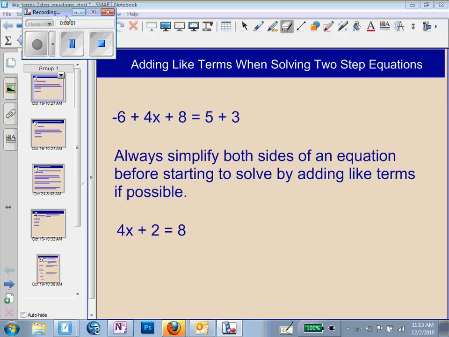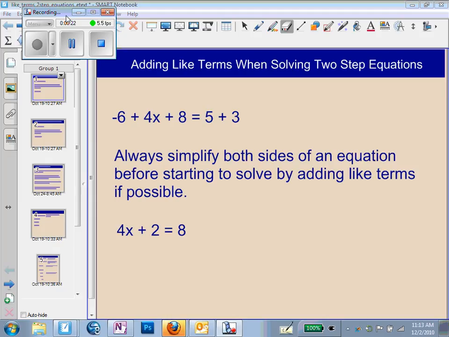Today we're going to talk about adding like terms when solving two-step equations. We saw some basic two-step equations before, where you add the opposite to both sides and then multiply by the reciprocal on both sides, and that gives you the answer. What we're going to start working with even more today is where you have some like terms that you need to add together before you can get started.